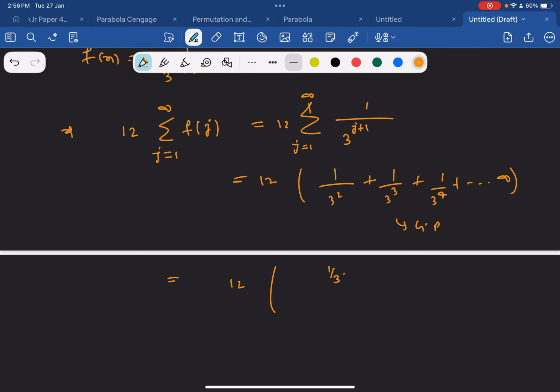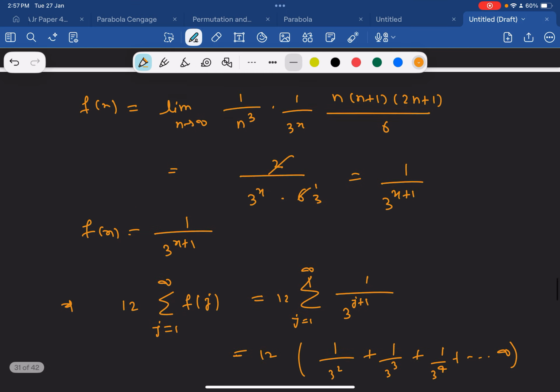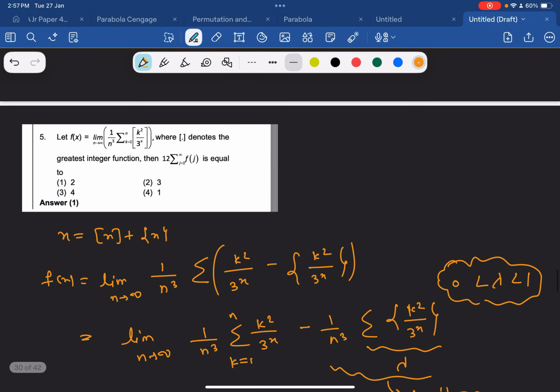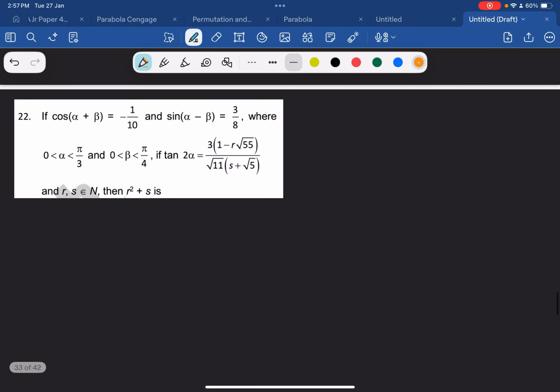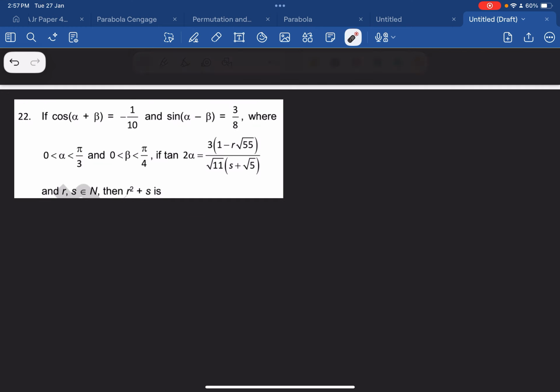If it's in GP, how can we find the value here? It will be nothing but the first term, 1 by 3 square, upon 1 minus r, which will be 1 by 3 itself. So this will be 12 into 1 by 9 upon 2 by 3. So 3 3s cancel and 2 6s cancel and 3 2s cancel. So the final answer 2 we are going to have now. It means the first option will be the correct one. Alright. Now see the second question.